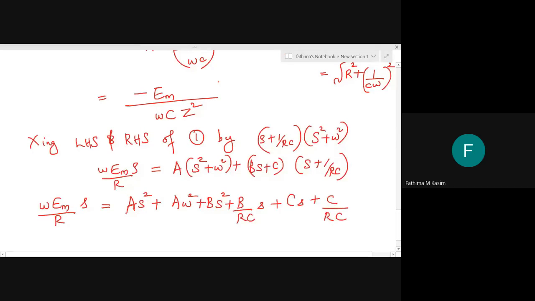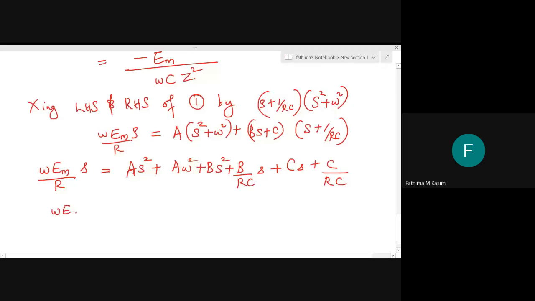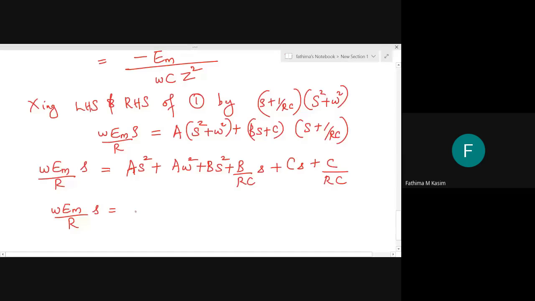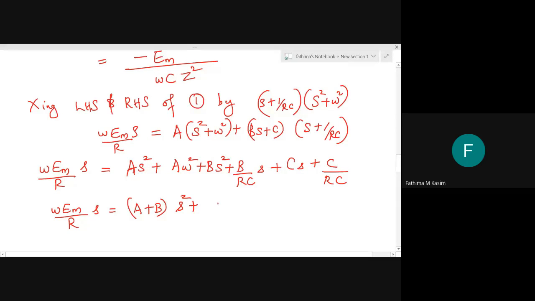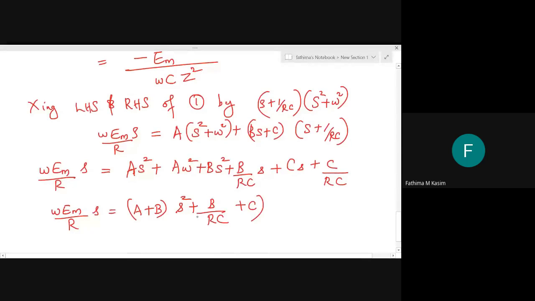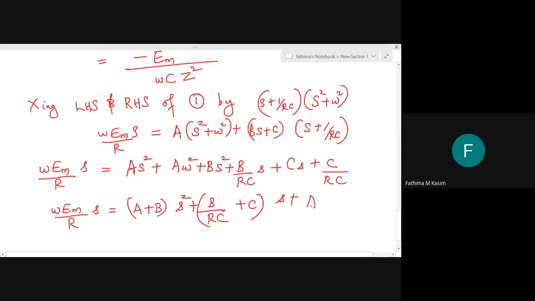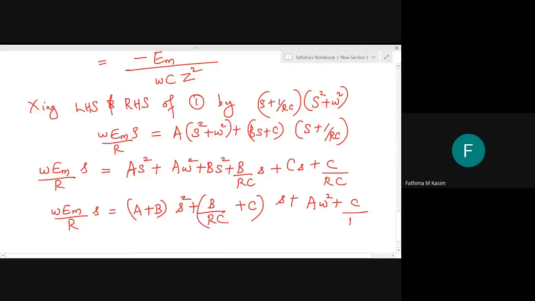So next, inside this we can group the S square coefficients together, the S coefficients together, and write the constant terms together. So we'll get omega EM by R into S is equal to A plus B into S square, plus B by RC into S plus CS. So this can be written as B by RC plus C into S plus A omega square plus C by RC.